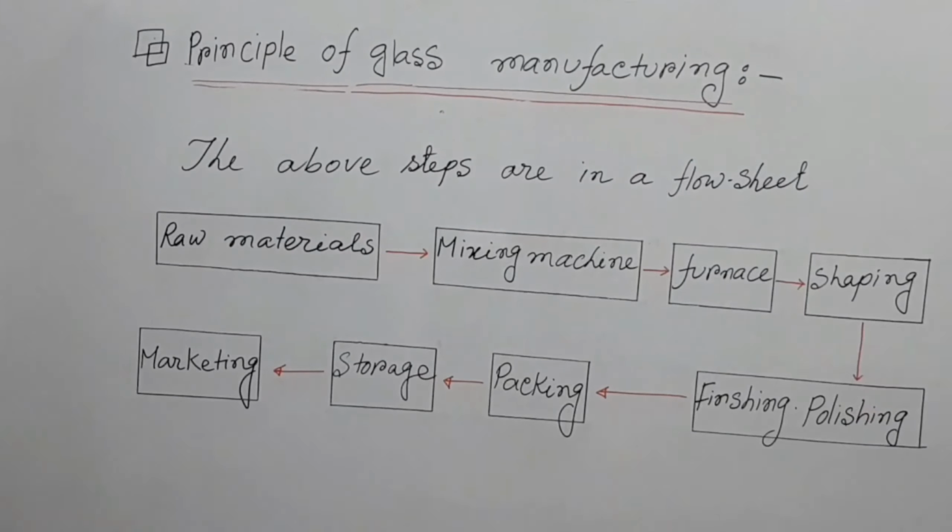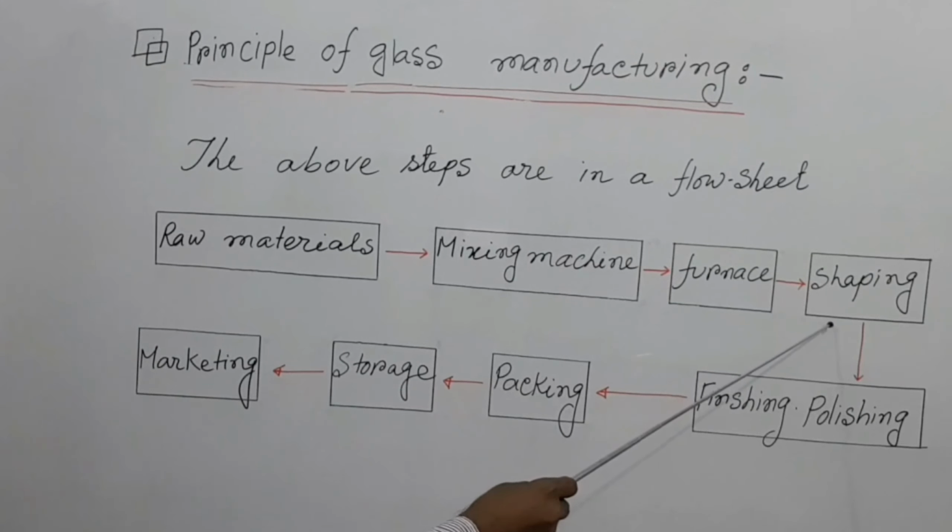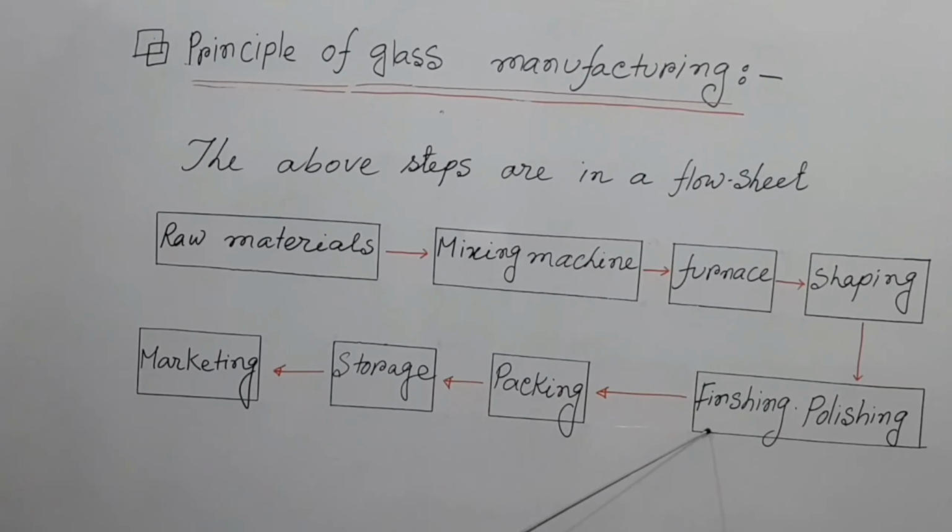Friends, the above steps are in a flow shape. At first, raw materials, mixing machine, furnace, shaping, then finishing or polishing, packing, storage, and the last one is marketing.